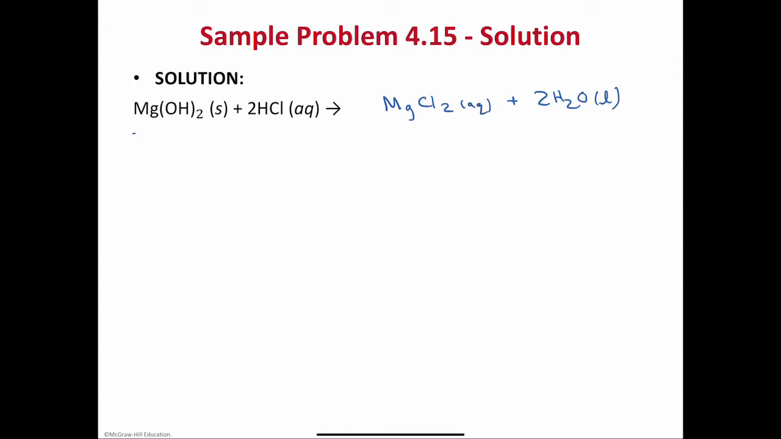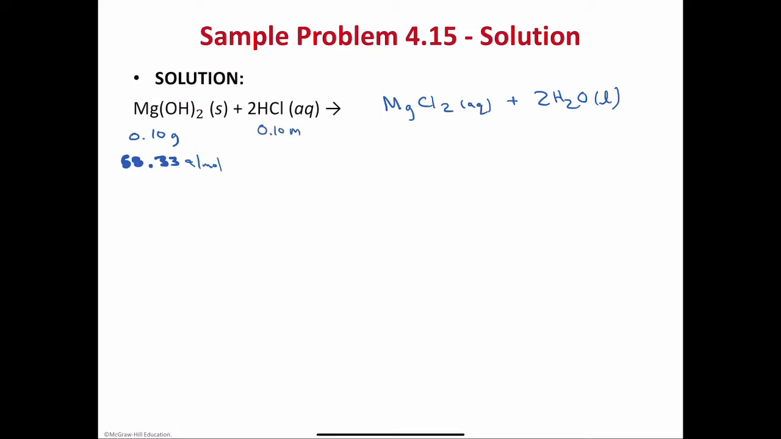So I know that I have 0.10 grams of the magnesium hydroxide, and I've gone ahead and calculated the formula mass of magnesium hydroxide, which is 58.33 grams per mole, like that. And what else do I have? I have the concentration of my HCl, which is 0.10 molar.